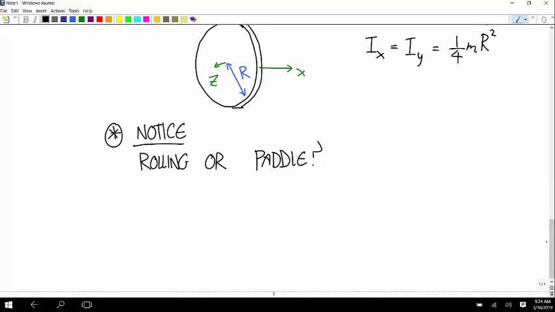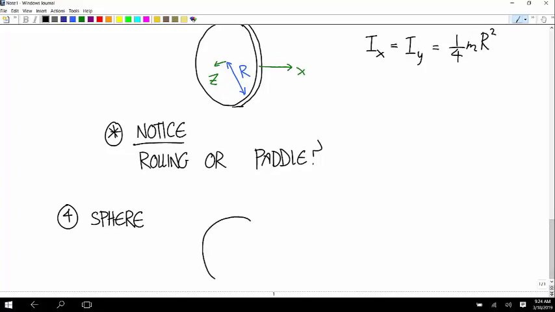And then the last one is a sphere. And we'll call the radius r again.